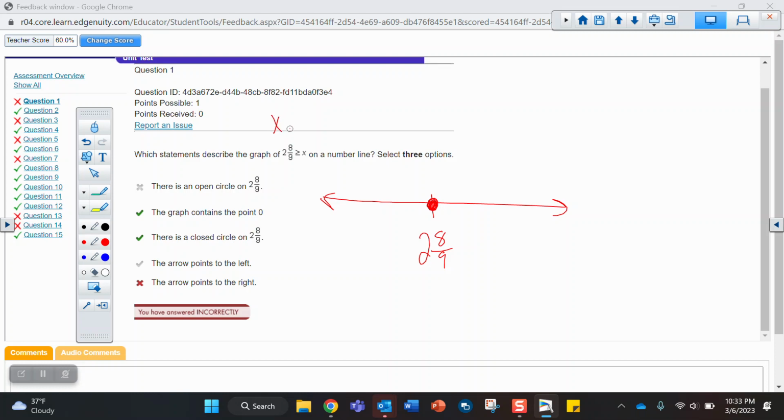We also typically will write these with the variable on the left hand side, so I'm going to go ahead and rewrite the inequality. So we can see here we're talking about all numbers that are less than or equal to 2 and 8/9. Sometimes when students don't write that with the variable on the left, they'll get mixed up. So the graph does contain the point 0 because 0 is to the left of that or less than that. There's a closed circle because of the line underneath, and then you selected the arrow points to the right, but the arrow in fact points to the left. Again, that could be seen here when I rewrite it, and we're talking about all of the values that are less than or equal to 2 and 8/9.